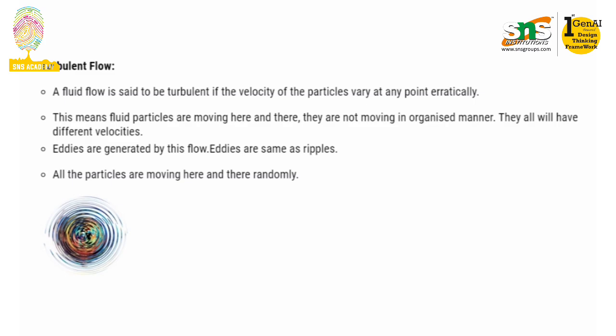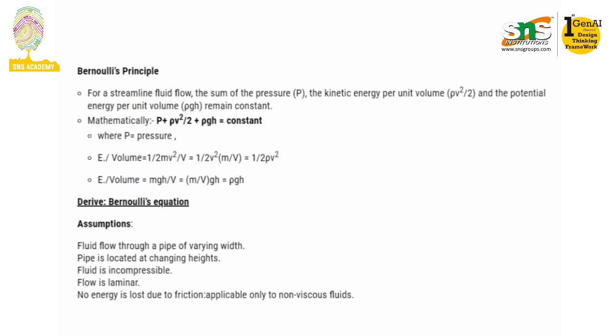So the next topic is about Bernoulli's principle. Bernoulli's principle works under these conditions. Here we have to take a streamline flow of liquid. For a streamline flow of liquid, the sum of pressure, kinetic energy per unit volume, that is rho v square by 2, and potential energy per unit volume, that is rho gh, remains constant. So mathematically we can conclude that P plus rho v square by 2 plus rho gh is equal to constant.